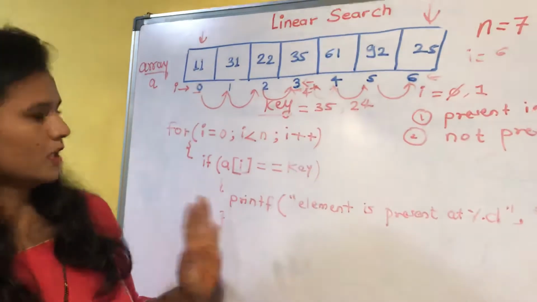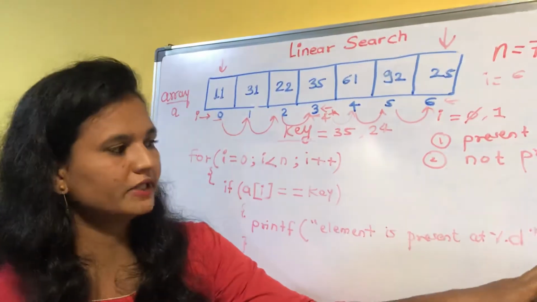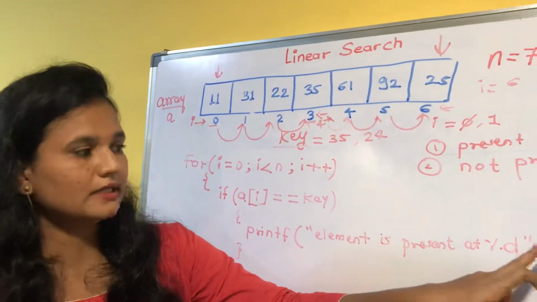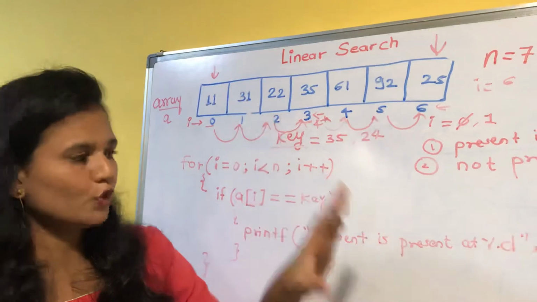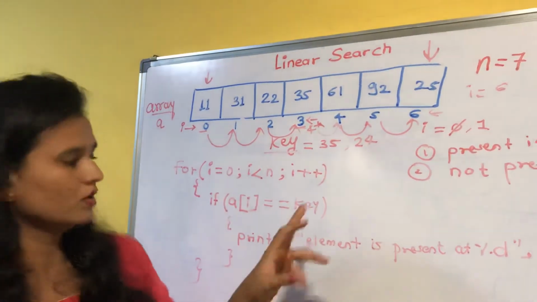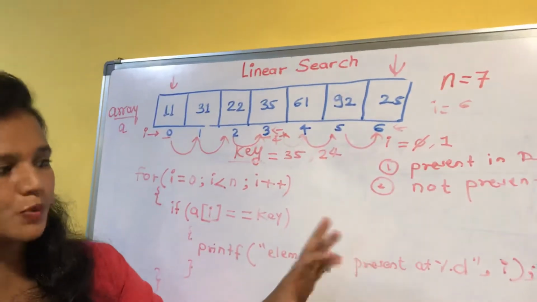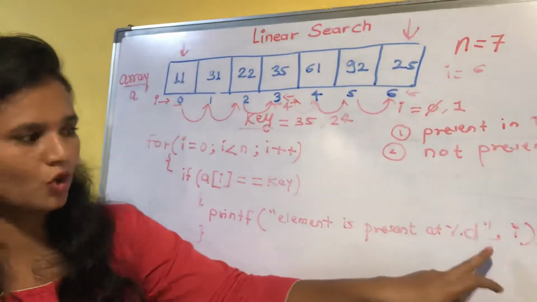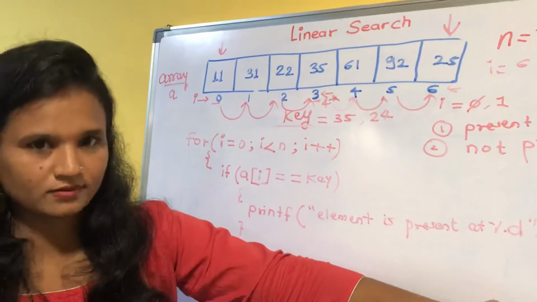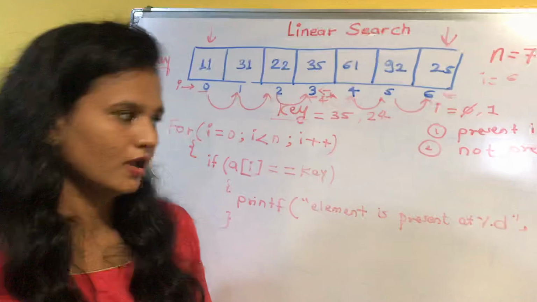Okay, fine. Now see what I have done here. I have written i, that is the index. If you want to write the position, what you will do? "Element is present at the position %d", comma, i plus 1. Here I have taken the index, therefore i.